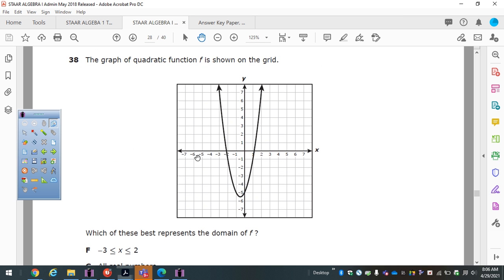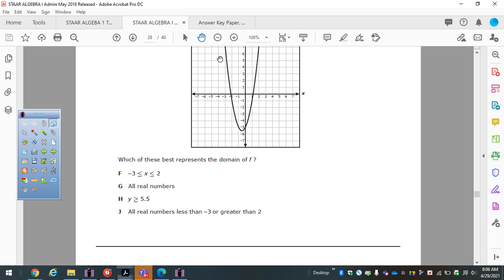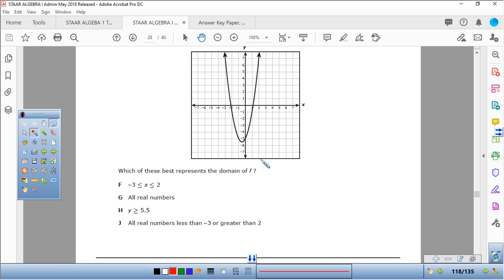Okay, the graph on the grid, which best represents the domain? Oh, okay, so I need to see the top. Now, this one, the domain, is basically anything of your x values, right? So let's go down here. Anything with the y's is out. So that one's out. Now, domain basically says the x values, and we're going to go from the least to the greatest. How far left does it go?